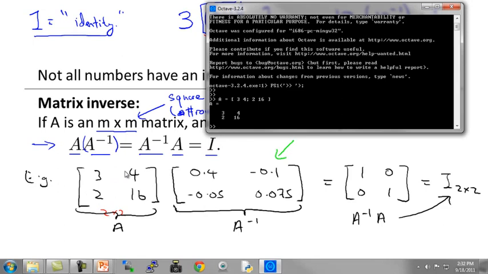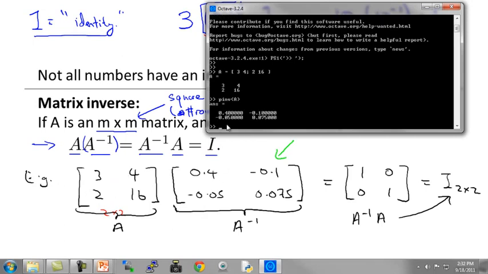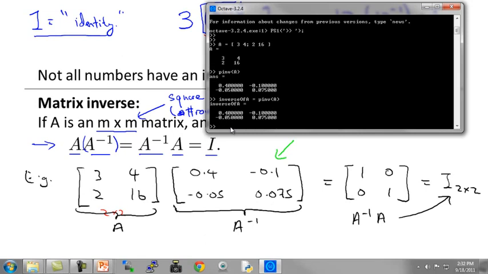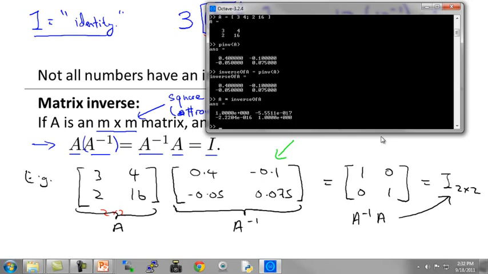The software lets me compute the inverse of A very easily. I'm going to type pinv of A, and this is the matrix here, 0.4, minus 0.1, and so on. This is giving me a numerical solution to what is the inverse of A. Actually, let me write inverse of A equals pinv of A, so I've set inverse of A to that. I can now verify that A times A inverse is the identity. I type A times inverse of A, and the result is this matrix.